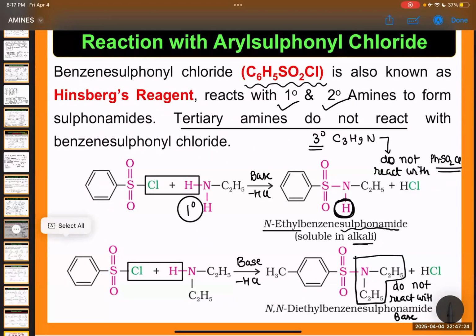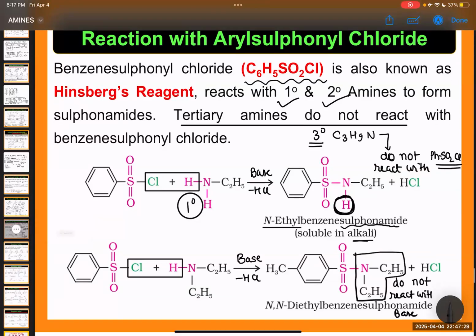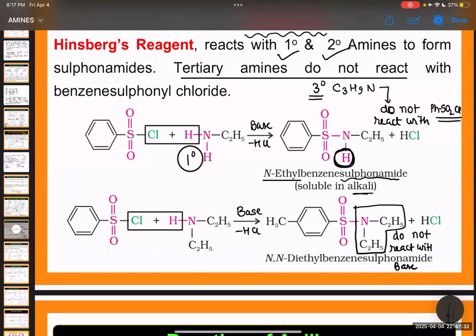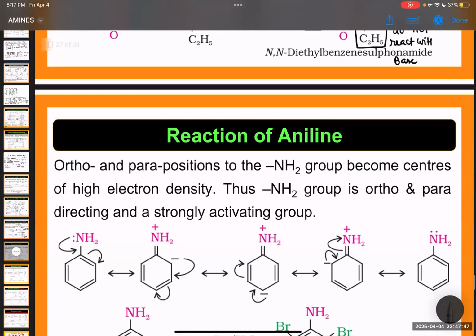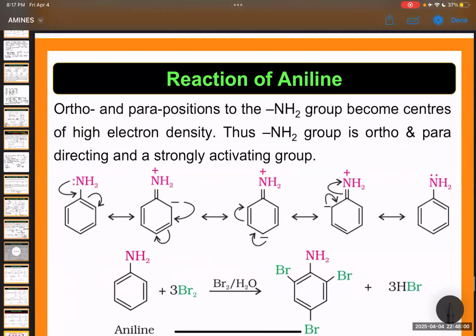And tertiary amine does not react, it does not form sulfonamide. I hope this is clear to everyone. Yes. Okay, so do keep this in mind, very important. Tertiary amine does not react, does not form sulfonamide. Primary amine can react with Hinsberg reagent to give you sulfonamide, and their sulfonamides are base soluble, and secondary amines can react with Hinsberg reagent, but they will not react with bases further.